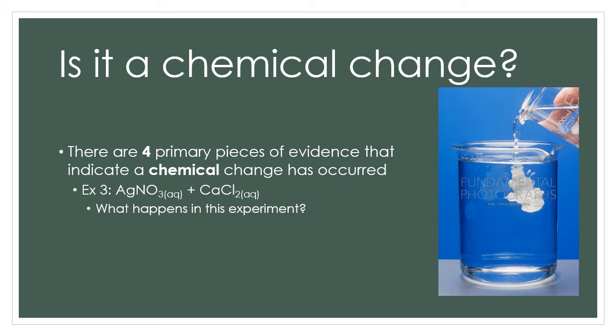Another demonstration we did was the combination of silver nitrate, a clear solution, and a chloride solution, such as calcium chloride or sodium chloride or potassium chloride. When these two clear solutions are combined, a white solid precipitate, known as silver chloride, falls out of solution. That formation of a solid precipitate that was not present before is another example of something that can be used as evidence to prove a chemical change has occurred.